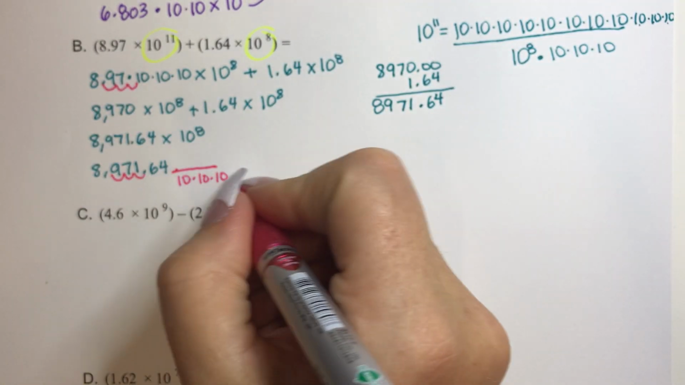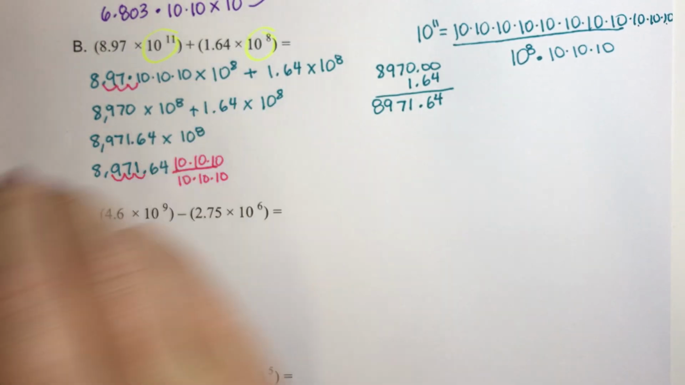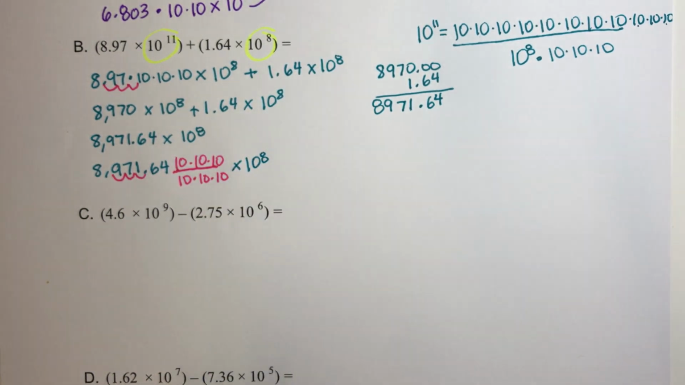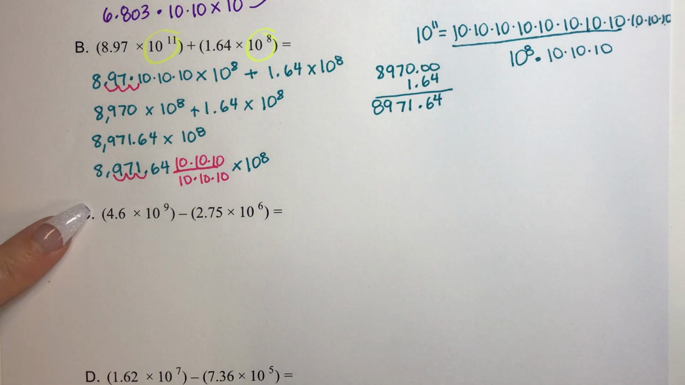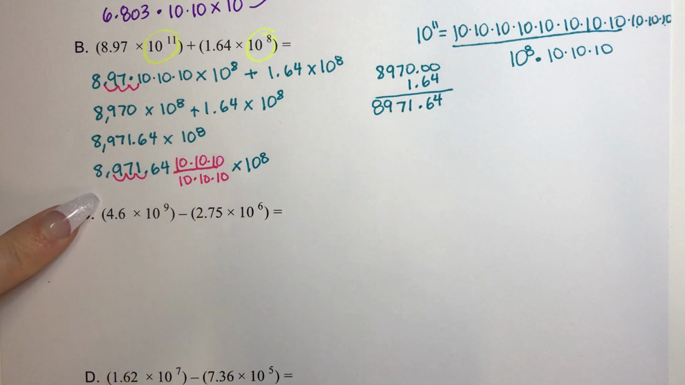And if I'm going to divide it by 10 these 3 times, I'm also going to have to multiply it by 10 as well. Times 10 to the 8th power, okay? So when I divide it by 10, the number gets smaller.